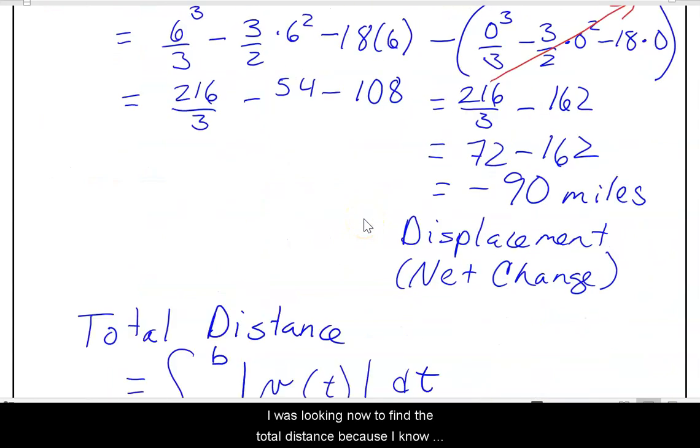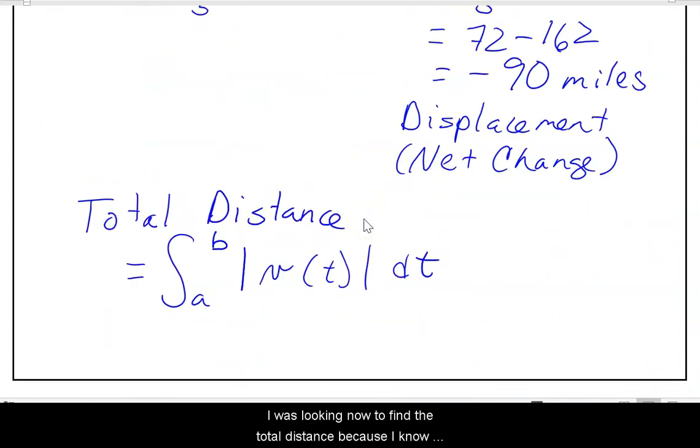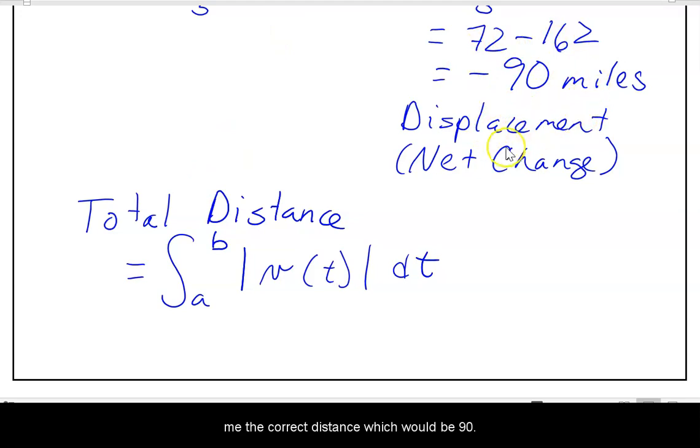I was looking now to find the total distance. Because I know from the graph that the total distance was all headed in the same direction, since the velocity was always negative, always headed south, I can simply take the absolute value of this and that will give me the correct distance, which would be 90.